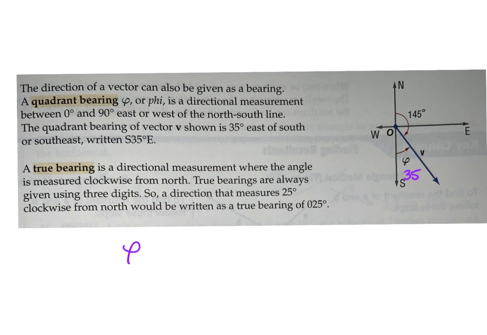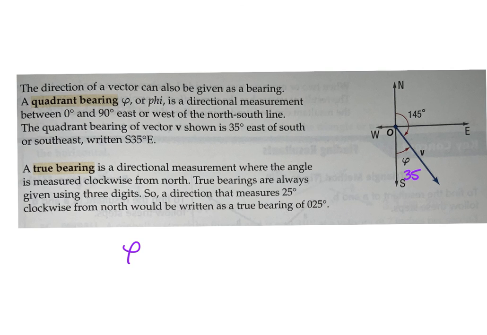Okay? Now, there's a difference between that and true bearing. True bearing is a directional measurement where the angle is measured clockwise from north, okay? True bearings are always given using 3 digits. So a direction that measures 25 degrees clockwise from north would be written as 025 degrees, okay?